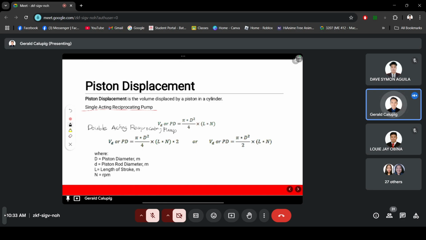Okay, for the double acting reciprocating pump, we can have the formula PD is equal to what? Pi times d squared over 4 times L, which is the length of stroke, times the speed times 2, since it is double acting. Or we can have the simplified formula of PD is equal to pi times d squared over 2 times the length of the stroke times the speed, which is in terms of revolution per minute.